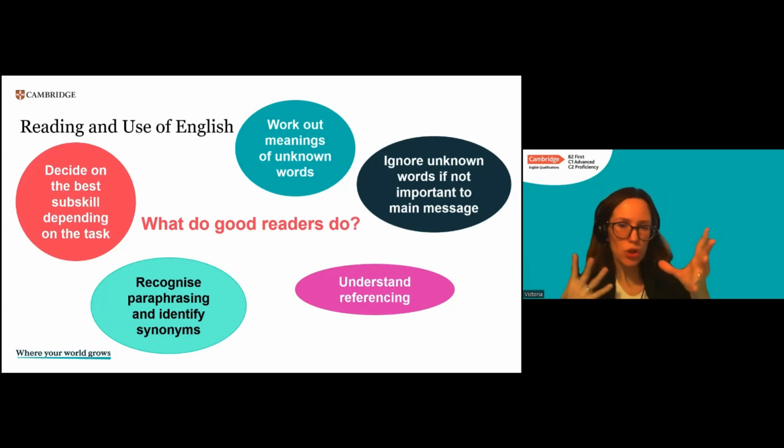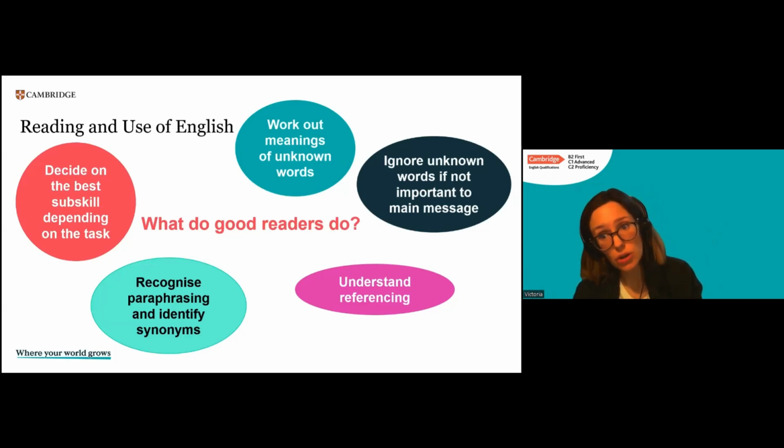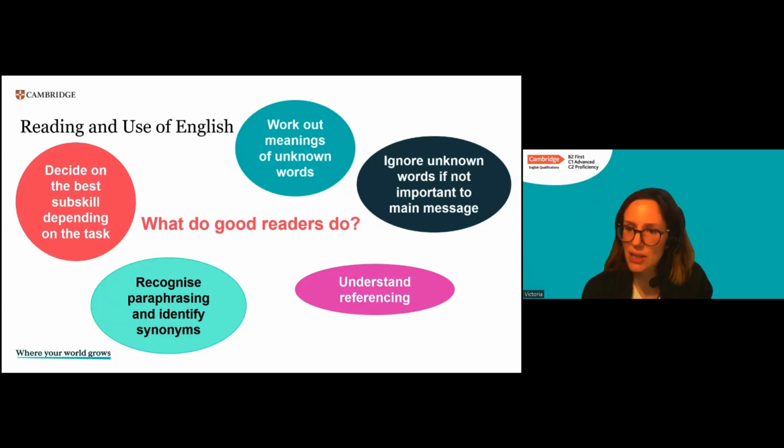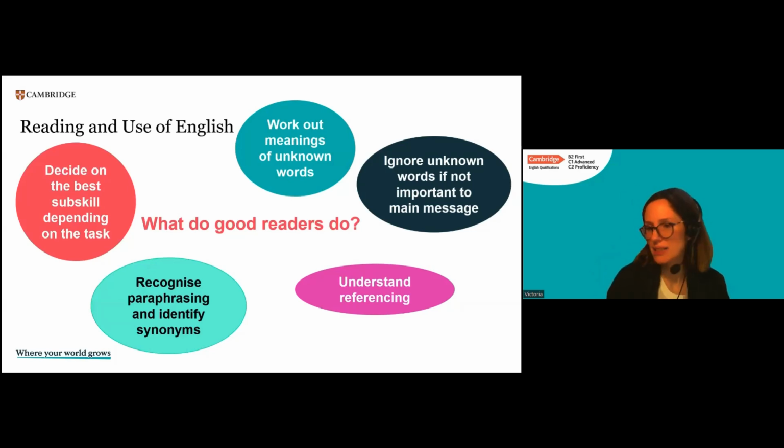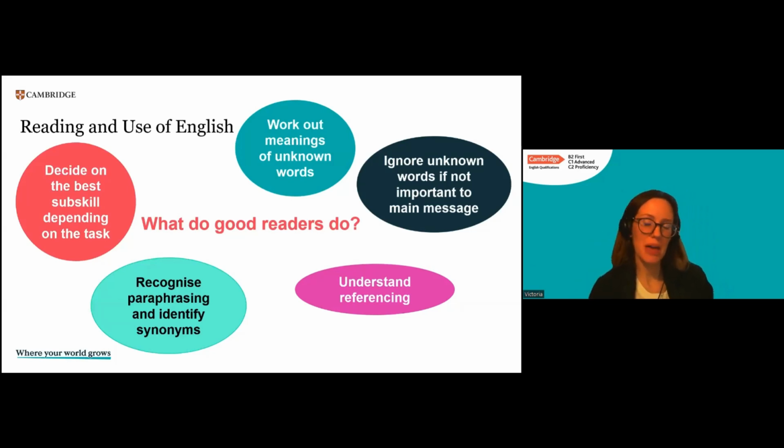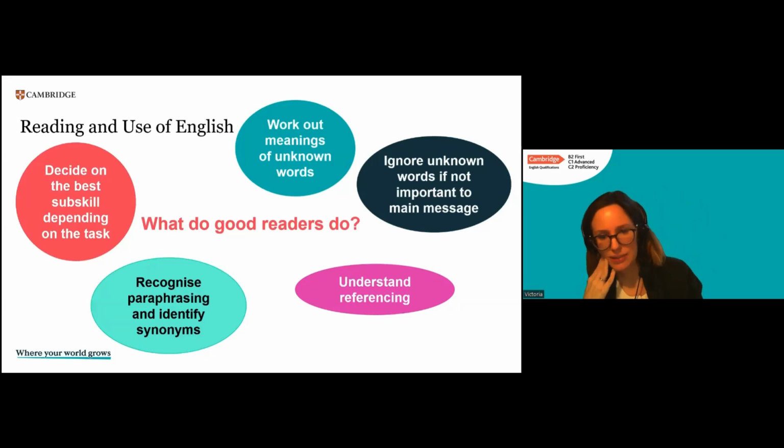So trying to use all our resources to try to get an idea of what the word means, and then also being ready to ignore words that are not as important as we think for the main message. Okay, so if we think, okay, that's maybe something that I don't need to know to understand the main message, forget about it. Keep on reading, and don't get stressed just because there was a word you didn't understand.